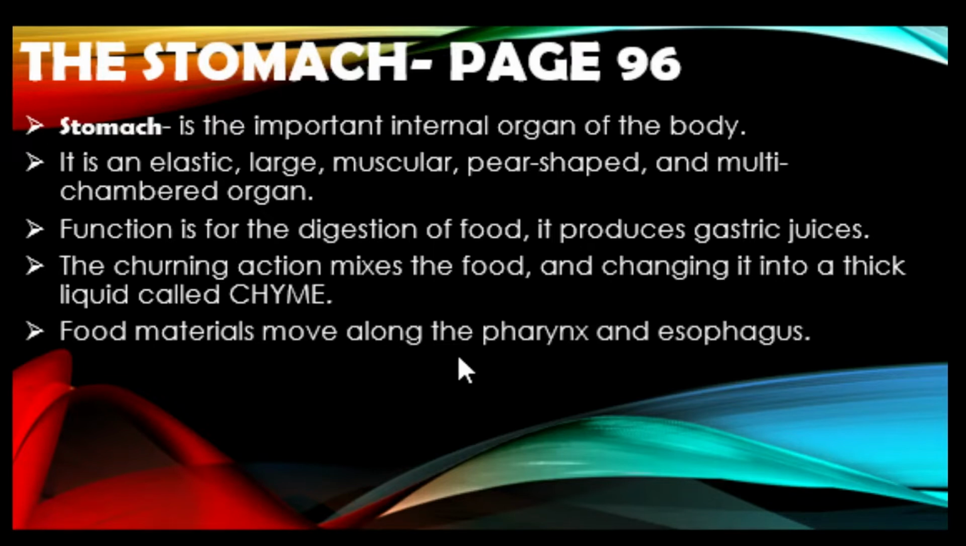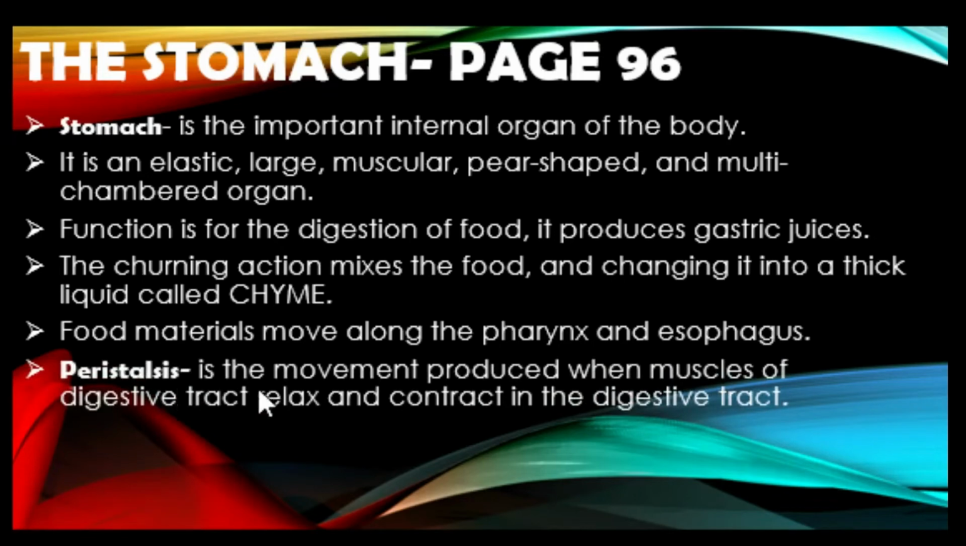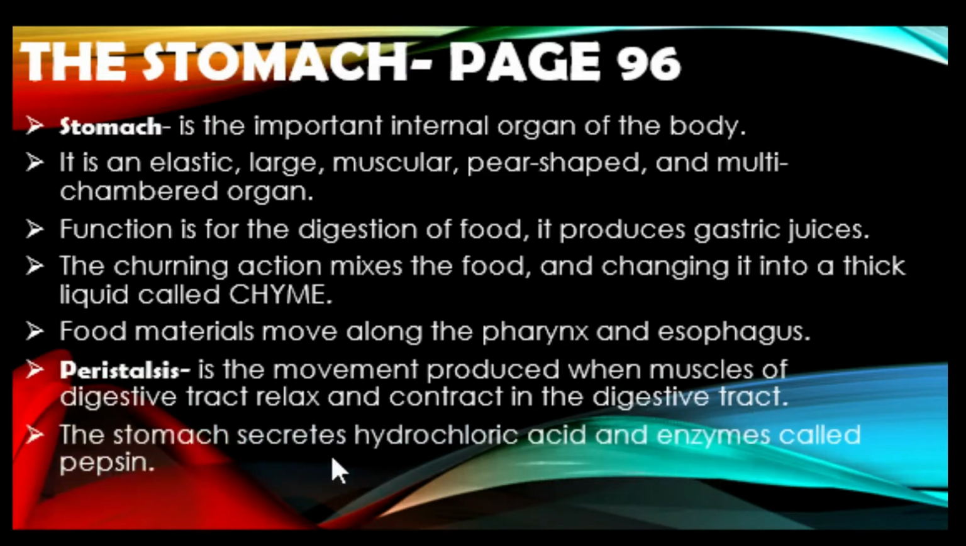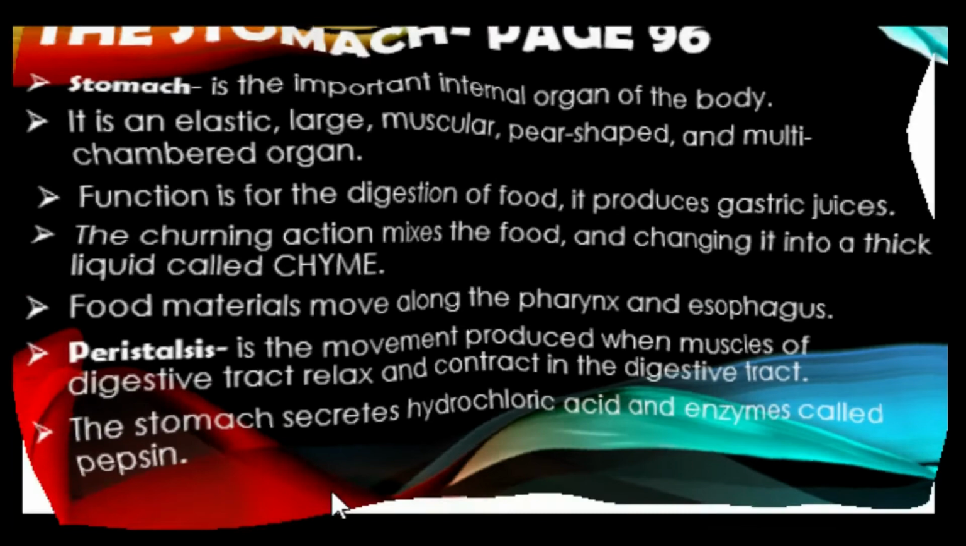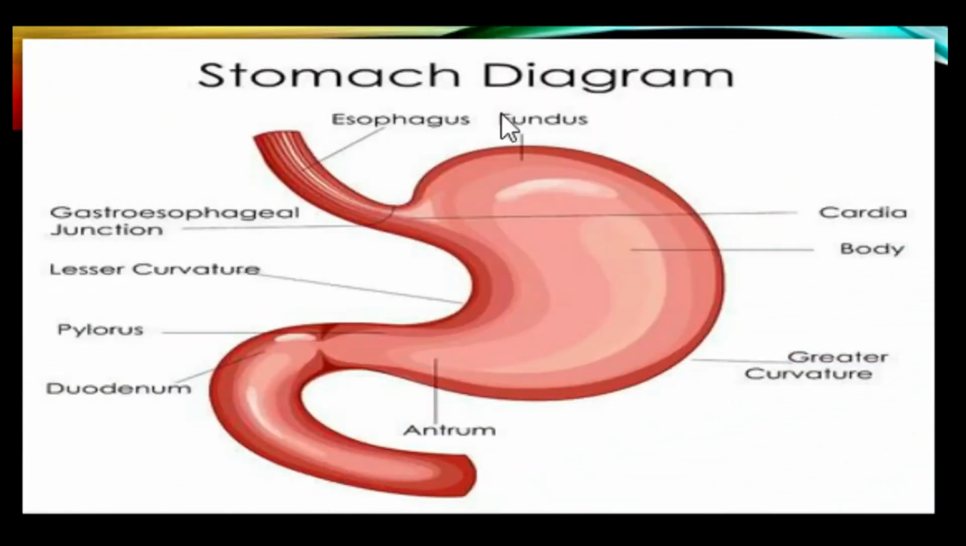Food materials move along the pharynx and esophagus. Peristalsis is the movement produced when muscles of the digestive tract relax and contract. The stomach secretes hydrochloric acid and enzymes called pepsin. This is a stomach diagram with its labels: the esophagus, fundus, cardia, the body, greater curvature, antrum, duodenum, pylorus, lesser curvature, and gastroesophageal junction.